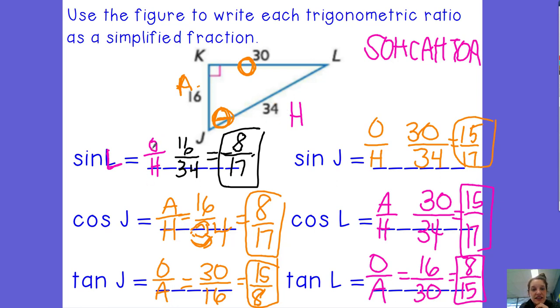So since for sine and cosine, my hypotenuse is always the biggest number, that means my denominator is always going to be bigger than the numerator. So these fractions should always be less than 1. So if you ever get your value of sine or cosine is bigger than 1, that's a problem. Because remember, your hypotenuse is always the biggest, and your hypotenuse always has to stay in the denominator.